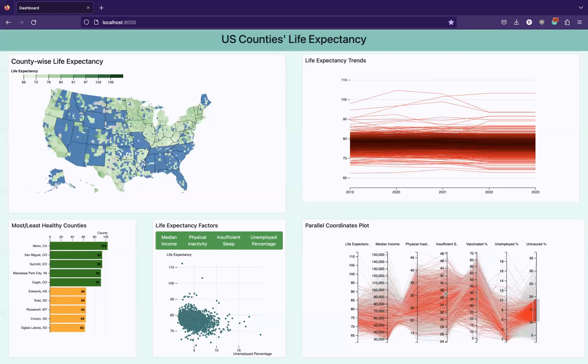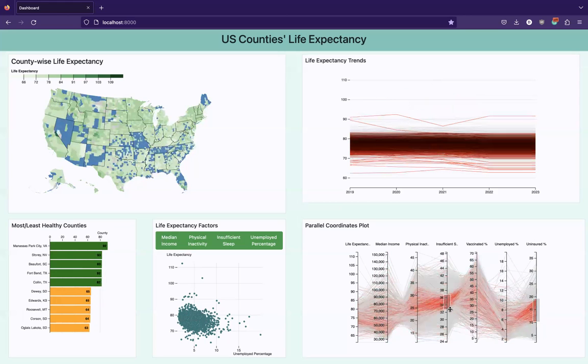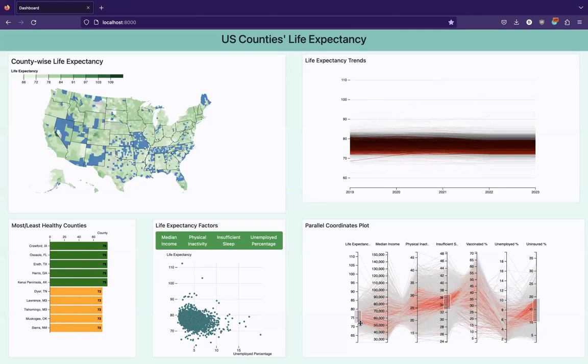And we can also make intersections over here. So if I select, let's say, uninsured, I can filter it down. Basically, I can narrow the selections down to other factors also.